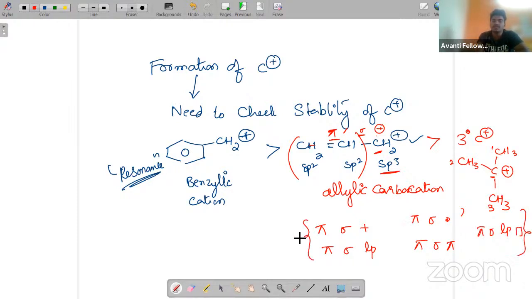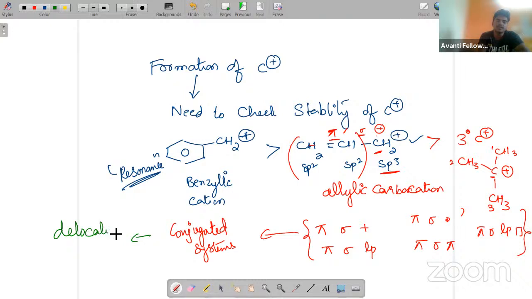If you see these kinds of systems, we call them conjugated systems. So in a conjugated system, what are you going to observe? You will observe delocalization, and this delocalization is simply nothing but resonance.